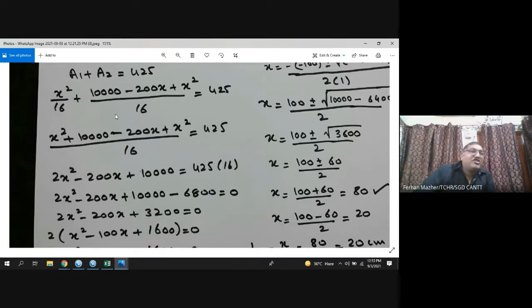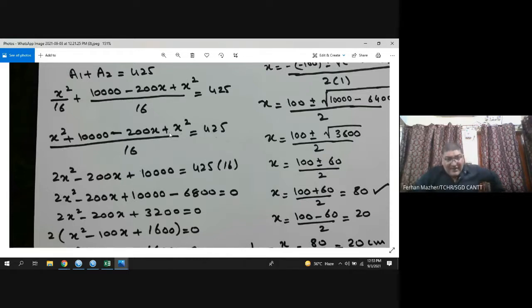Their new denominator is the same, so I will write them on a single denominator. So here you will have x square plus 10,000 minus 200x plus x square equals 425. Now because here you have a single fraction, this 16 is dividing here, it can go to the other side, it will multiply there.